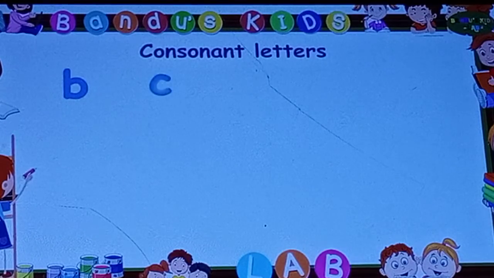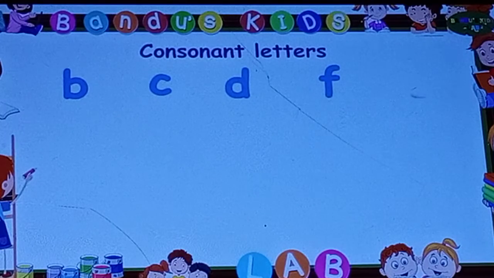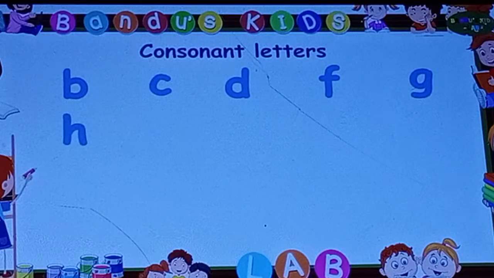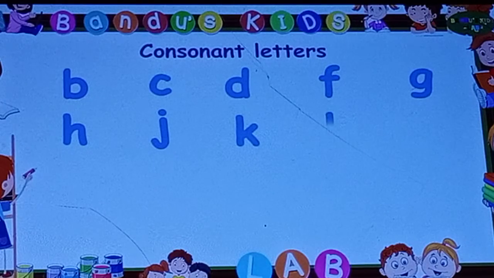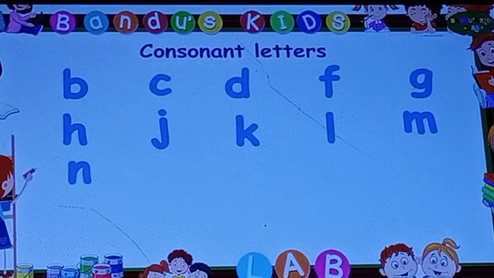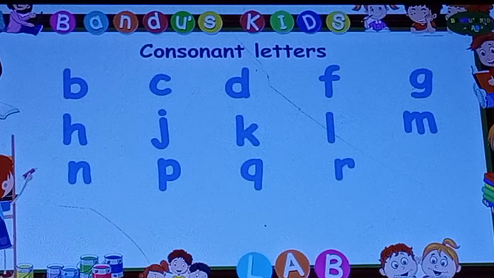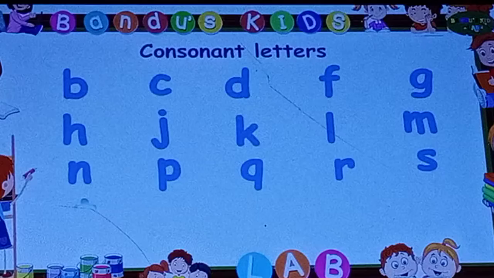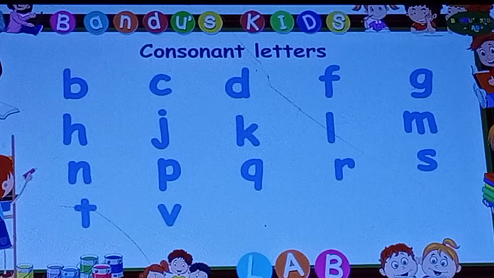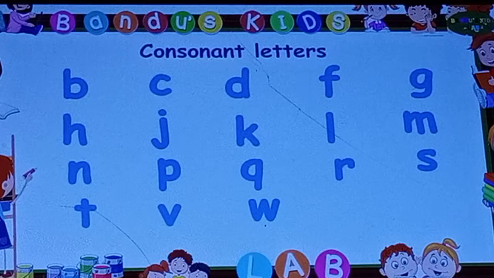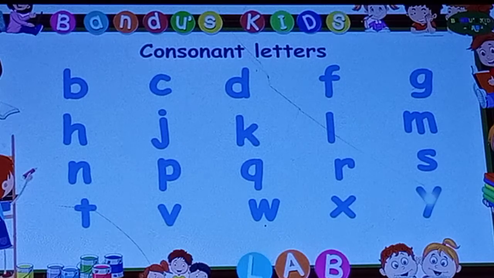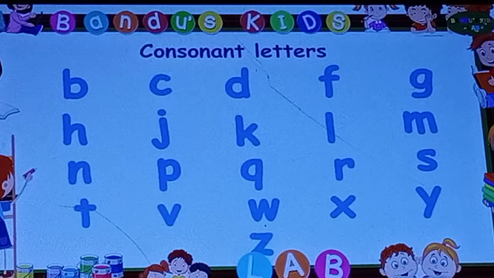B, C, D, F, G, H, J, K, L, M, N, P, Q, R, S, T, V, W, X, Y, and Z.